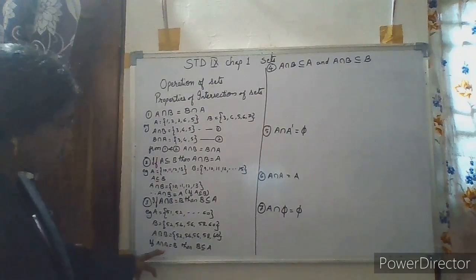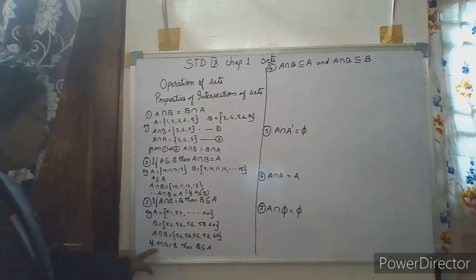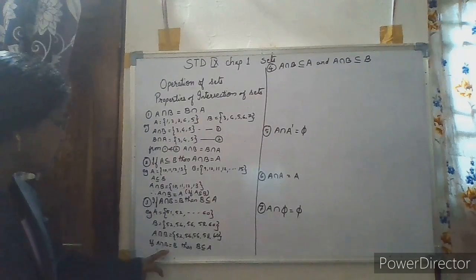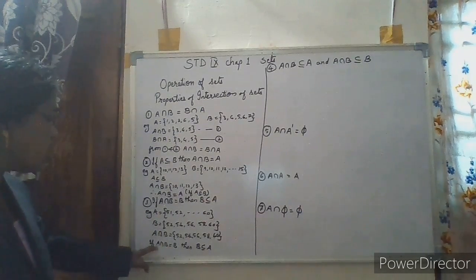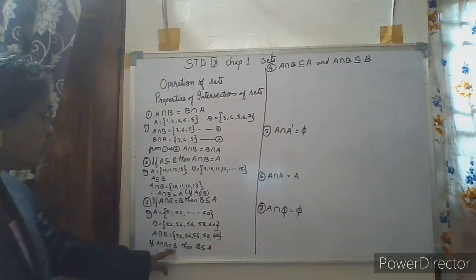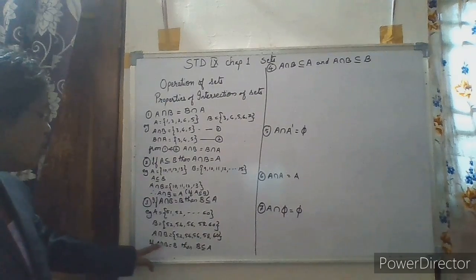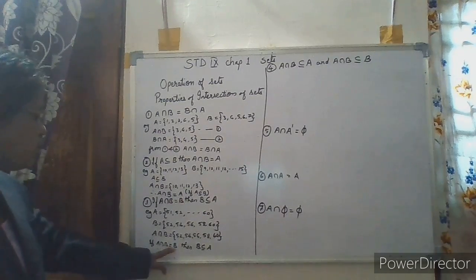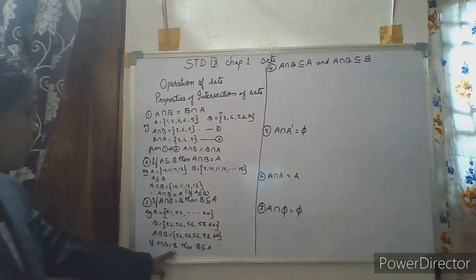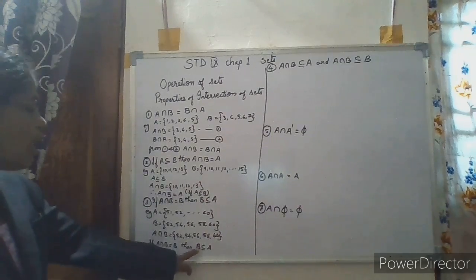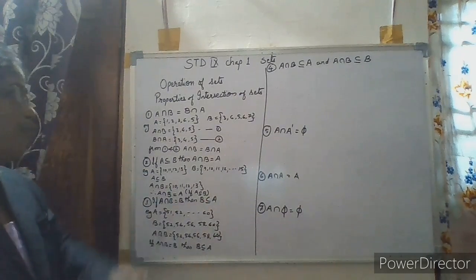If it is given that B intersection A is equal to set B, or if A intersection B is equal to set A, then A is a subset of B.